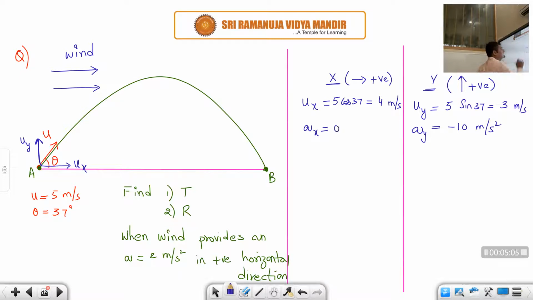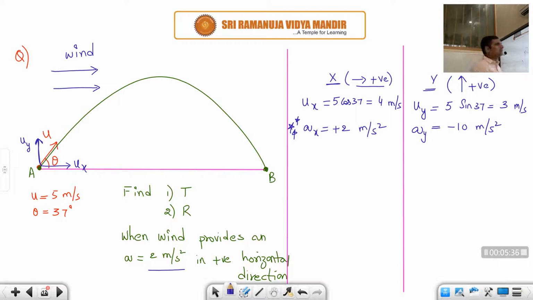Now ax generally we write 0, but here it is not 0. Here they are telling that it is 2 meters per second square in the positive horizontal direction. That means right side, and right side we took positive. So therefore plus 2 meters per second square. This is the very important point here. We should not take 0, because they gave that there is an acceleration. If they didn't mention, then we can take ax as 0. So now they are asking time of flight. How to calculate time of flight?